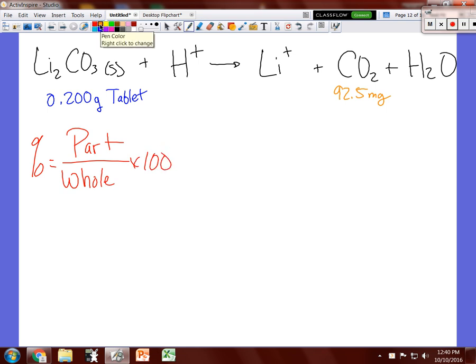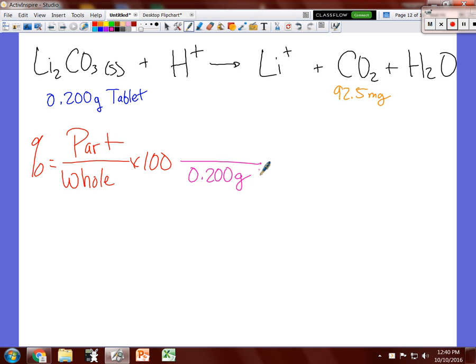What are we trying to find specifically? It says, what is the percent if the medicine is composed of lithium carbonate? So, do we know either one of these yet? Do we know the part or the whole yet? We know the whole, and the whole is going to be 0.20 grams. All right, so that's the whole. The key is we've got to find the part.